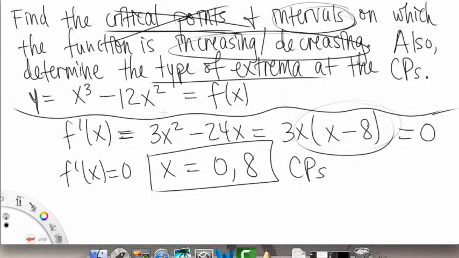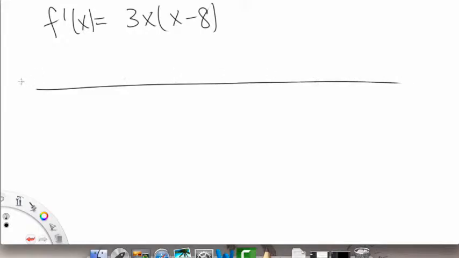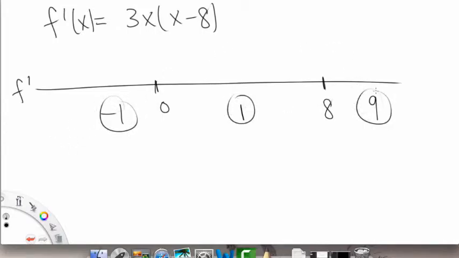Okay, so now let's do our sign analysis on the next slide. So here's our f prime: f prime of x is equal to 3x times x minus 8. Now that we have that and we have our critical points, let's set up our number line. Here's f prime, that's what we're analyzing. Here's 0, and here's 8. Let's pick some easy values. Let's say here's a -1, a 1 in between, and here's a 9. Now let's plug those three values in and see what signs we get.